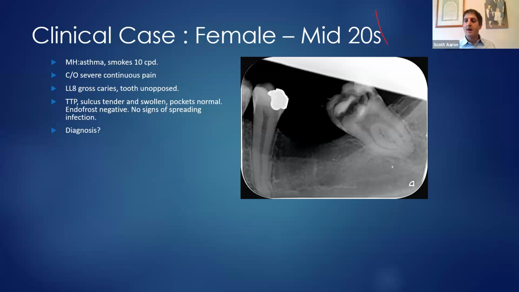So there's a swelling. The tooth is endofrost negative. It's TTP. TTP means there's some sort of problem at the apex. The pocket depths are normal. Remember, we have a swelling. What is the apical diagnosis?